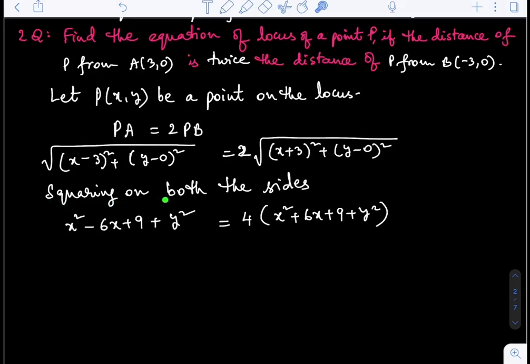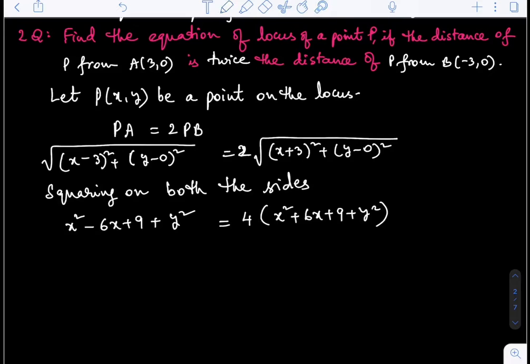Let me repeat it. Squaring on both sides means roots will not be taken. 2 square is 4. And this is a minus b whole square expanded. Y minus 0 is y only, y square. And 2 twos are 4. Don't forget to put a bracket here and expand this, and you get all these 3 terms. Here also y minus 0 means y square.